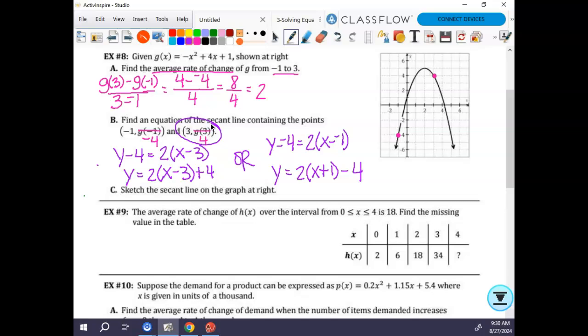If you do end up with some negatives, just make sure that you handle them correctly. This one, they'd be pretty easy to distribute and keep going, right? But don't. It doesn't matter. Stop. Teach yourself to stop. Okay? Everybody okay with all that? We good? All right, and then it says sketch the secant line on the graph at the right. So going through those points, and there you go.